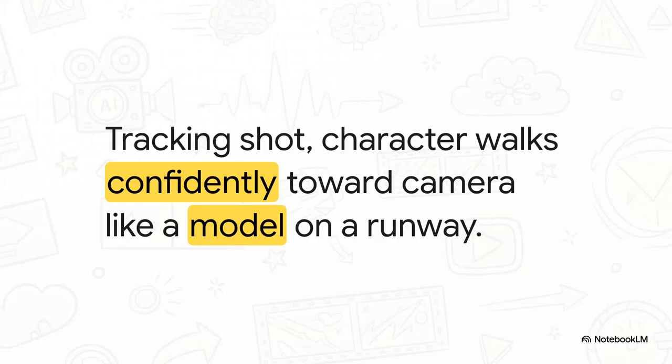You can literally copy and paste this exact prompt. Tracking shot, character walks confidently toward camera like a model on a runway. By telling the AI the character is walking like a model on a runway, you're giving the system behavioral context. It's not just going to spit out a generic stroll, it's going to generate a confident, structured stride that completely commands the viewer's attention. The rhythmic walking physics look incredibly natural.